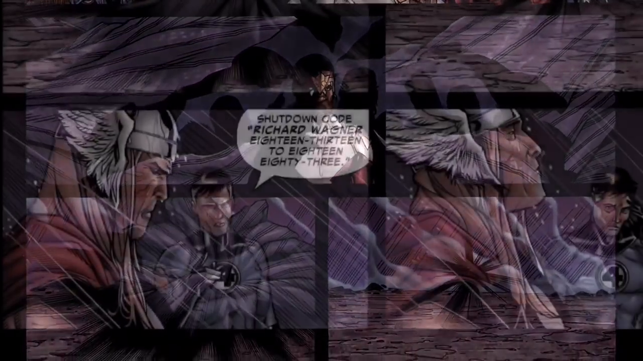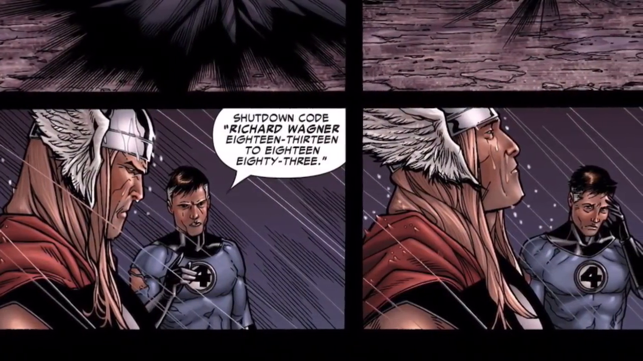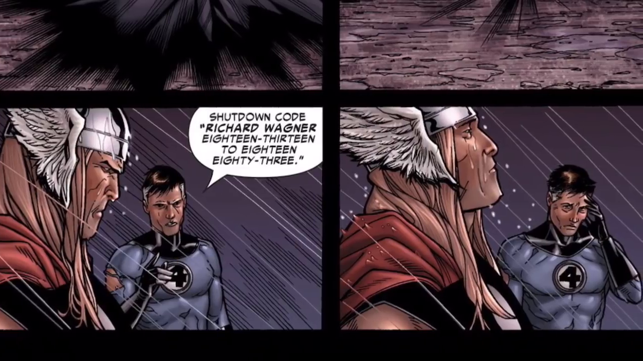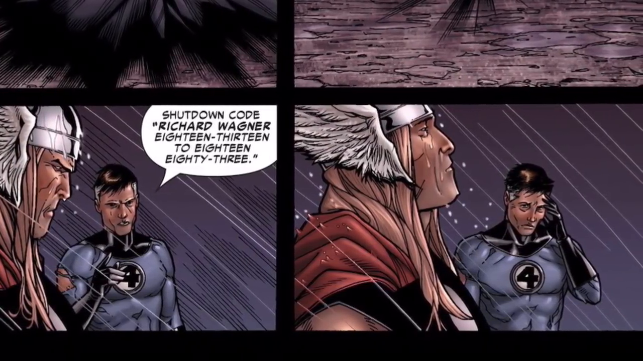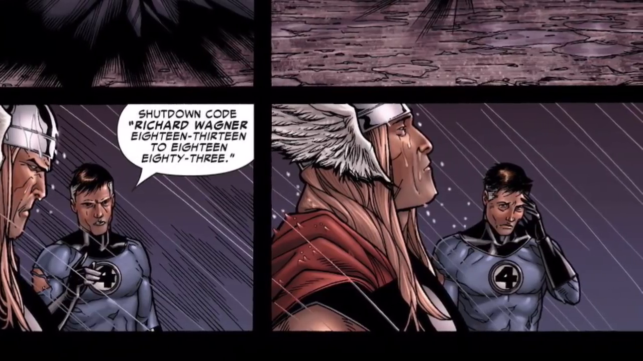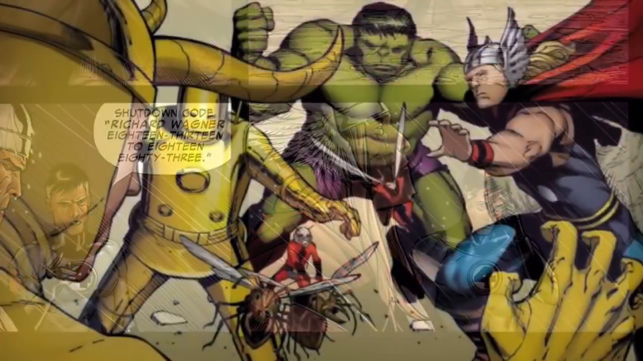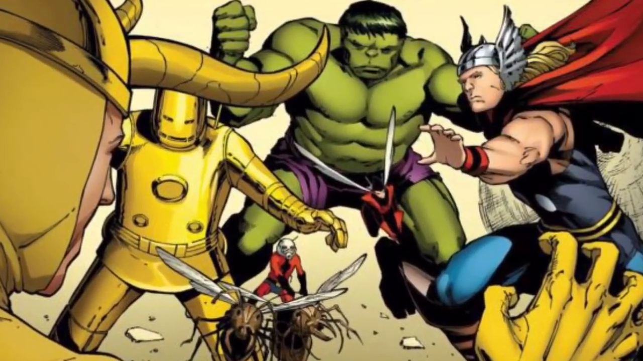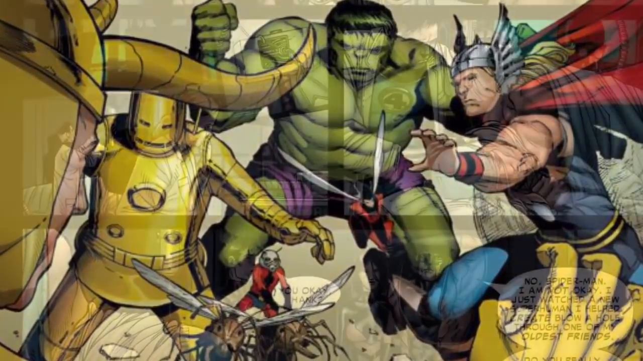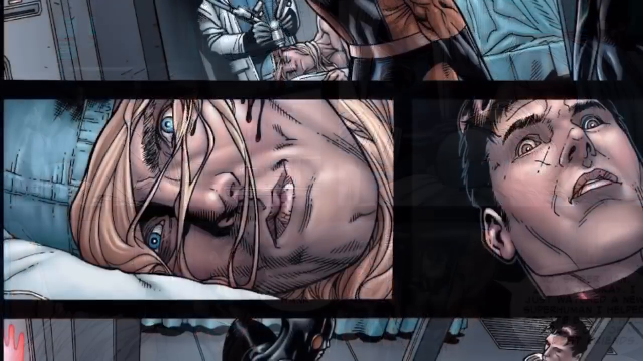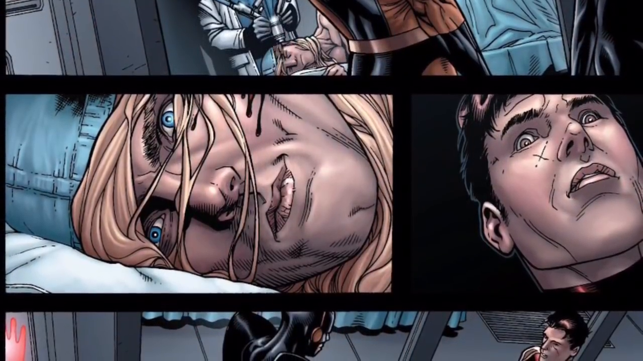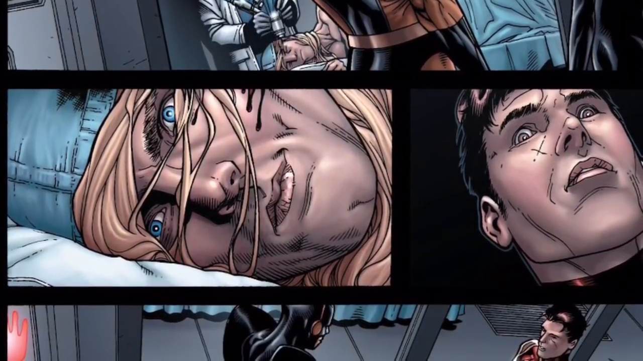Reed Richards then utters something to Thor. Shutdown code Richard Wagner 1813 to 1883. Thor's eyes go blank, but it is not Thor. It never was. When the Avengers first formed, Iron Man took a strand of Thor's hair, and now he used it to create a cyborg clone of Thor. This clone would later be known as Ragnarok, and it was Ragnarok who killed Bill Foster, not Thor.